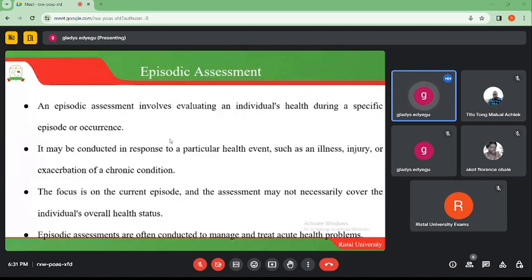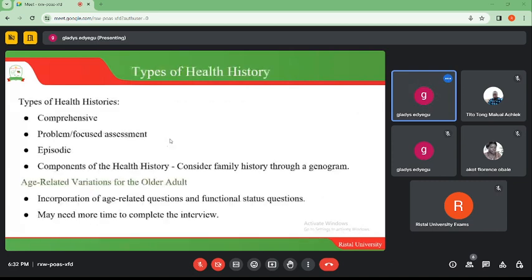So you generally look at surgical conditions and injuries. When a patient has come with a fracture, you are not going to ask the patient about obstetric history or past medical history. You are just going to focus. The patient has got a fracture. What happened? What kind of fracture? How are we going to fix this fracture? And that is it. So those are the types of health history: comprehensive, problem focused, and episodic.